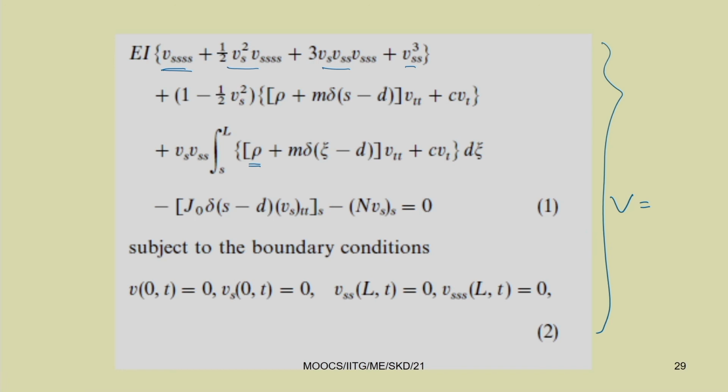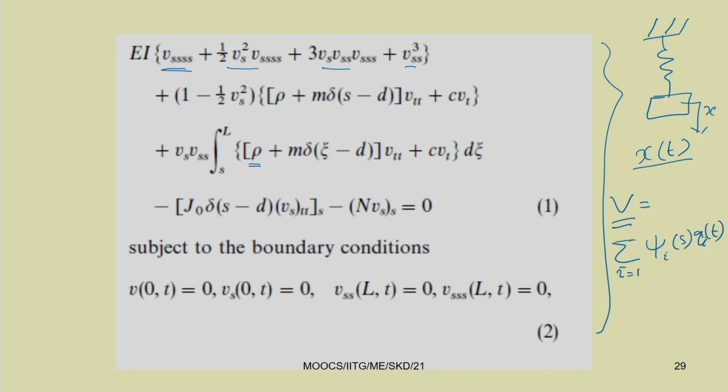So, in case of the spring mass system or the lumped parameter system that we have seen, in all those cases the equation of motion is written in terms of a time parameter, that is x. x is a function of only t, but in this case v is a function of both space, that is s, and time t. By using the separation of variables type of method, we can write v equal to summation psi i s into q i t, i equal to 1 to n.